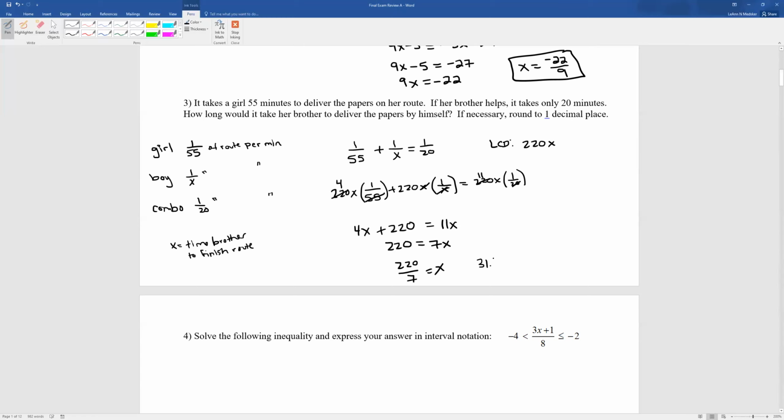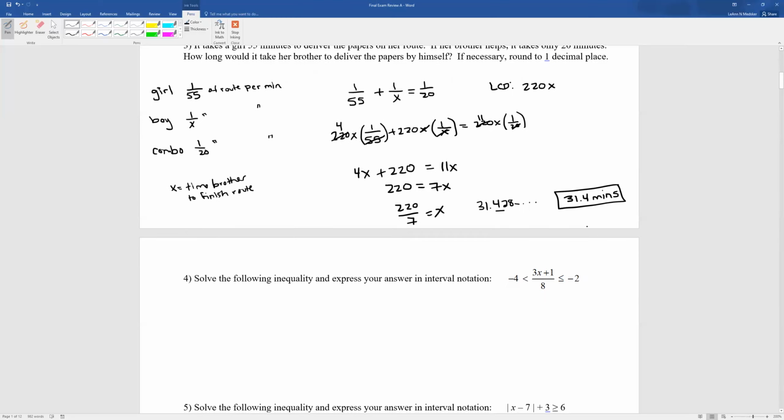It's 31.428 dot, dot, dot. We're rounding to the first decimal place. So we look right behind it, it's 2, so that does not change this. So it's going to be 31.4, and we need our unit. The brother is working in minutes just like the sister. So he is quicker than his sister. So it took him only 31.4 minutes to do the route by himself.